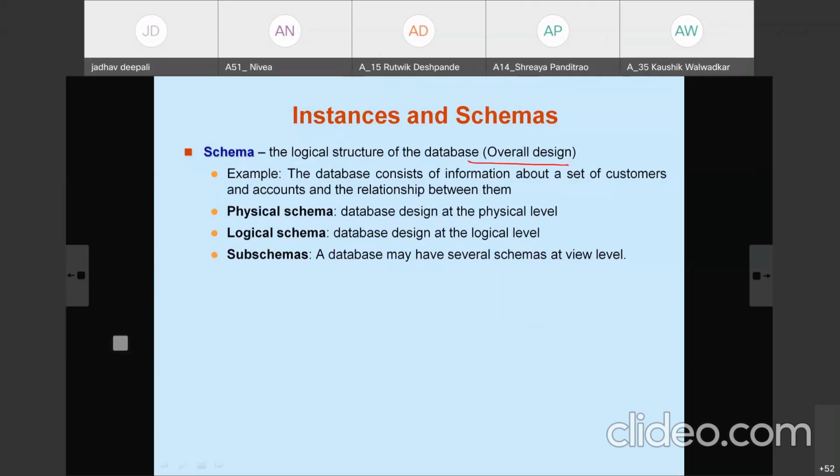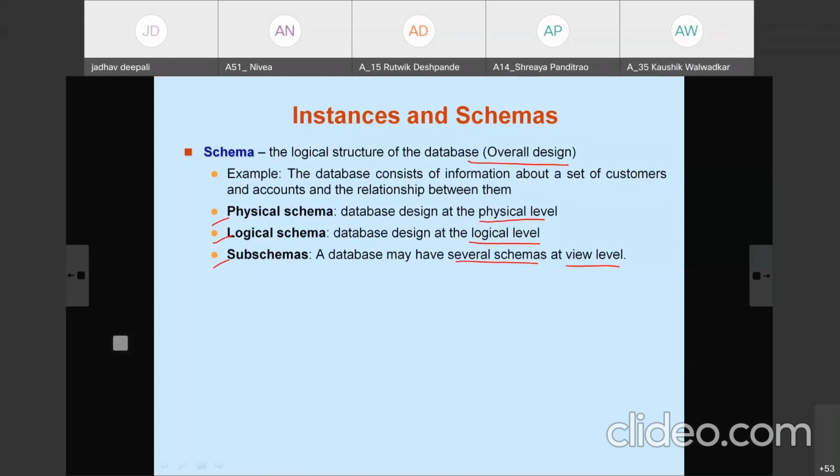Now this schema is again divided into 3 parts: physical schema, logical schema and sub-schema. Physical schema is the database design at the physical level, meaning how data is stored. Logical schema is the database design at the logical level, meaning what data is stored. And sub-schema is a database with several schemas at view level.